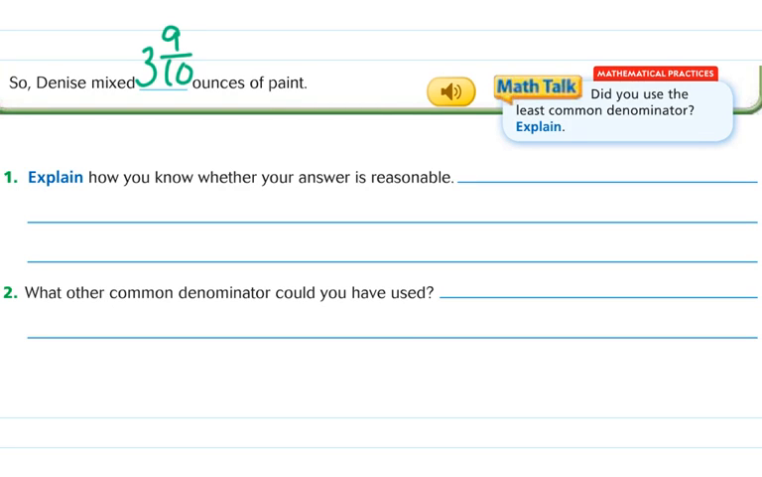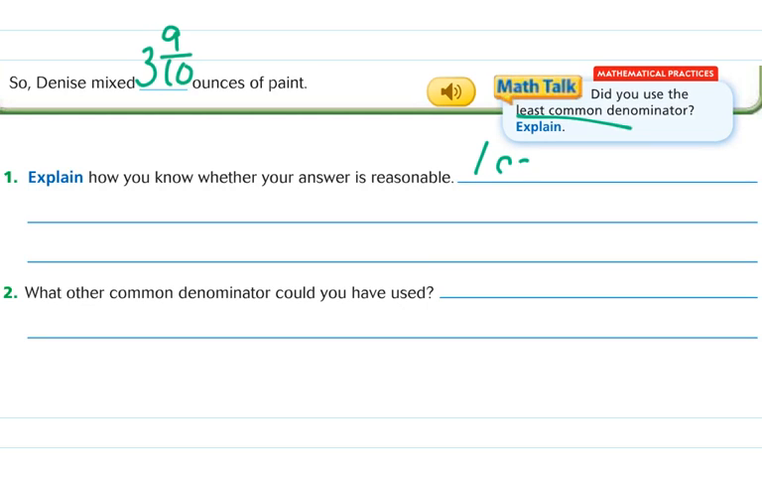So it says, did you use the least common denominator? And everyone here is going to say, yes, because Miss G forced us to. It's just a good strategy because it's going to make sure that we're doing as little simplification as possible. So it says, number 1, explain how you know whether the answer is reasonable. So we can look at our answer and compare our answer to the estimate.